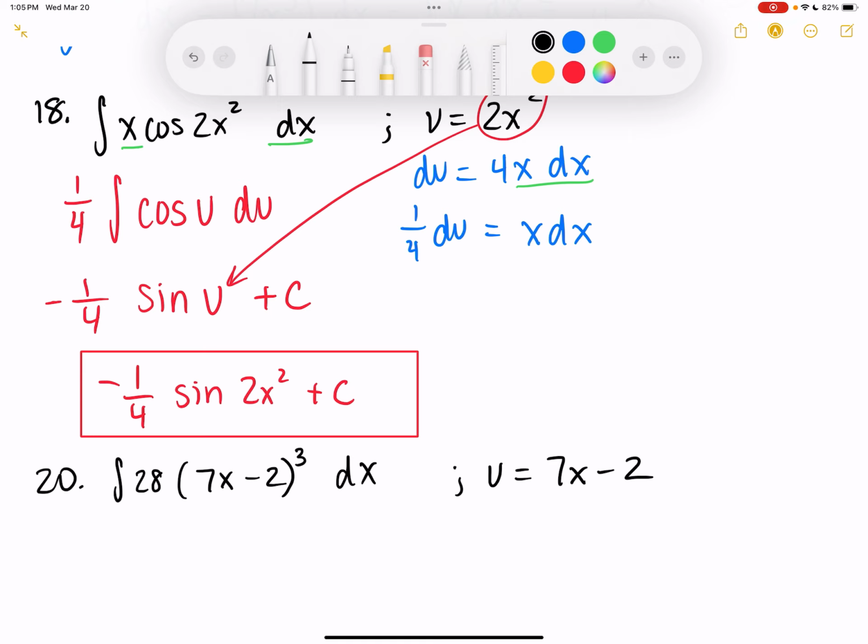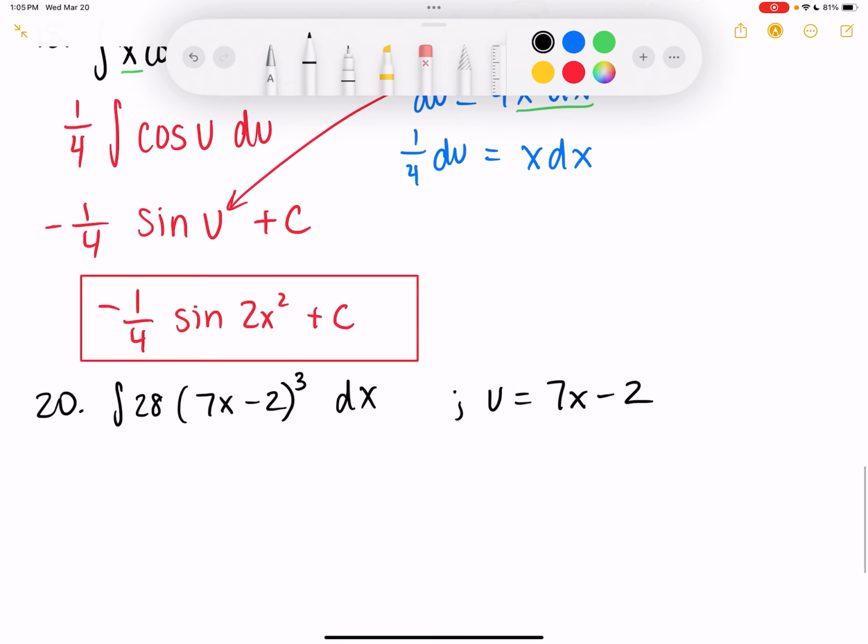That happens a lot. Especially if you end up in Calc 2 when you do by parts, you're going to be doing a lot of guessing and stuff like that. But we get to skip that because we're not in BC calculus. So I have u. What's the first thing I need to find?